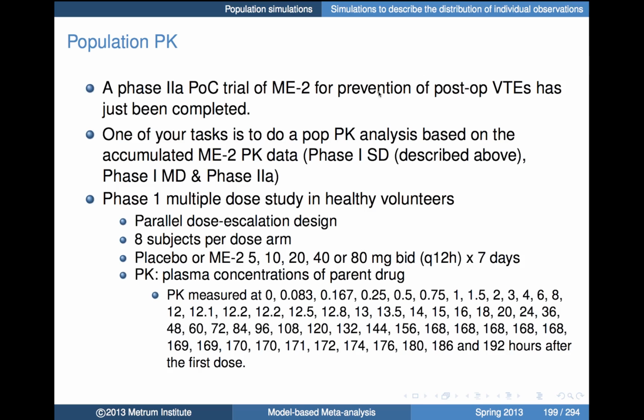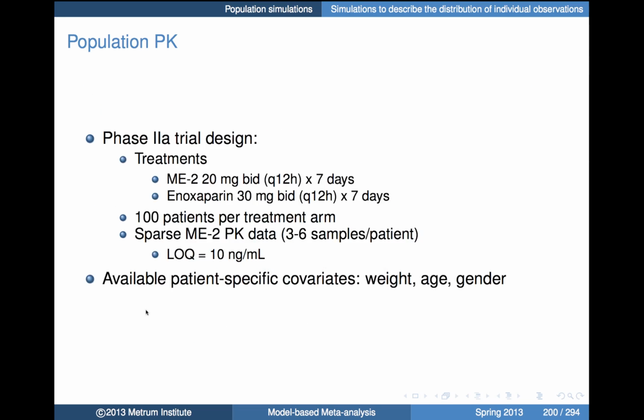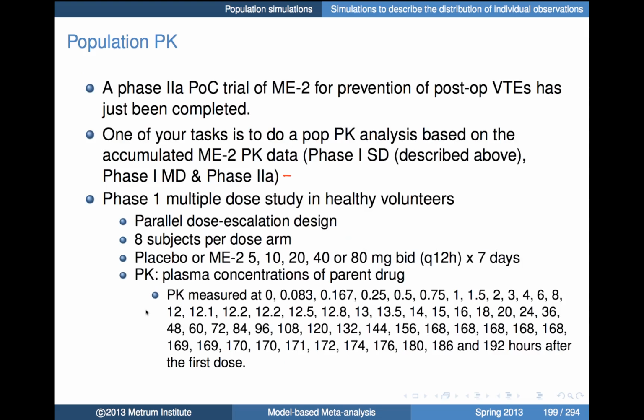Then the population PK exercise was one where data was combined from that same phase 1 single dose study plus a phase 1 multiple dose and a phase 2A study. This is just showing the information about the phase 1 multiple dose study. It was another dose escalation design over a somewhat smaller number of doses with PK measured, essentially dense samples at the first and last dosing intervals.